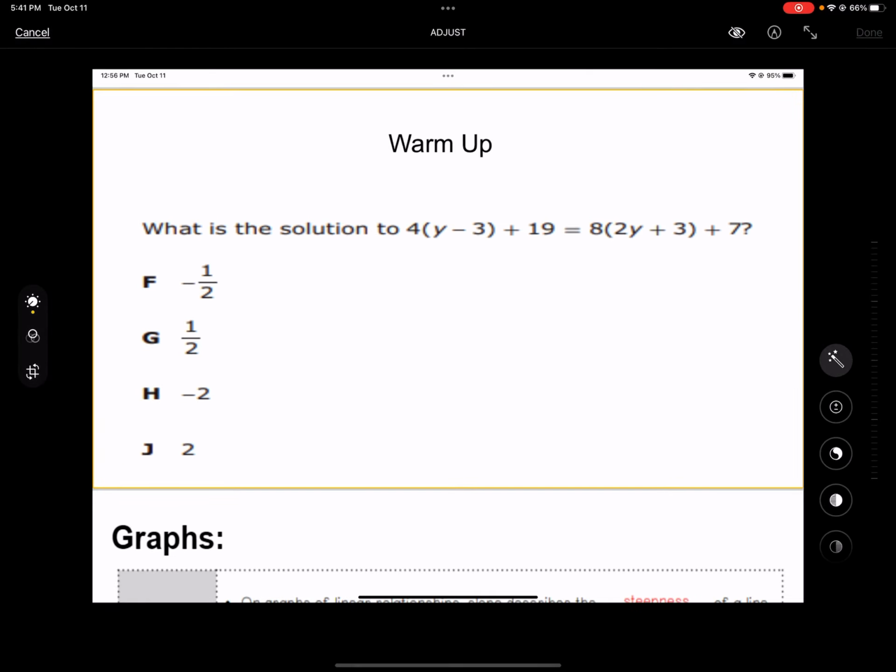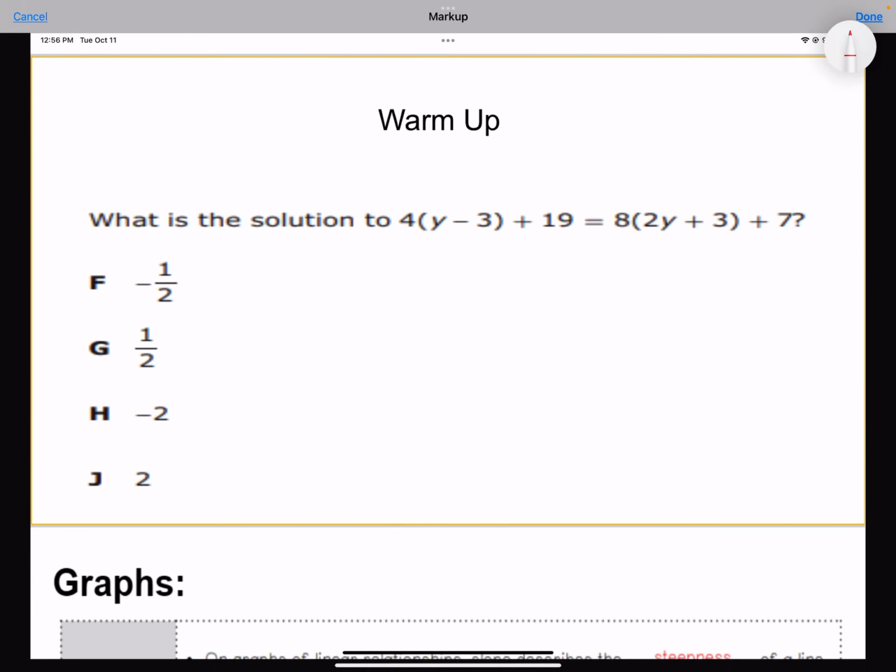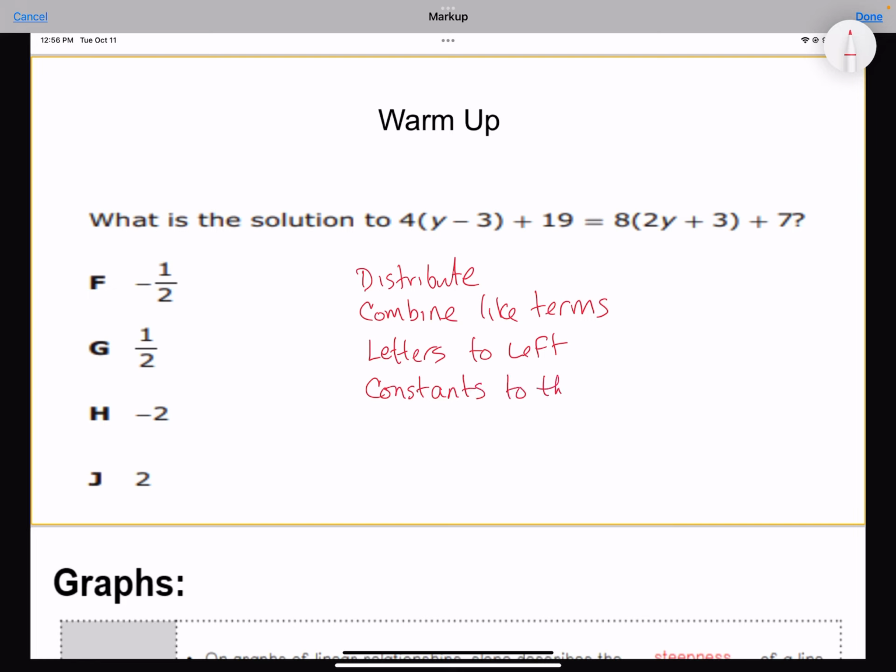Distribute, combine like terms on both sides, use inverse operations to move the letters to the left, constants to the right, and then solve. So this should be no problem for either one of you, okay?